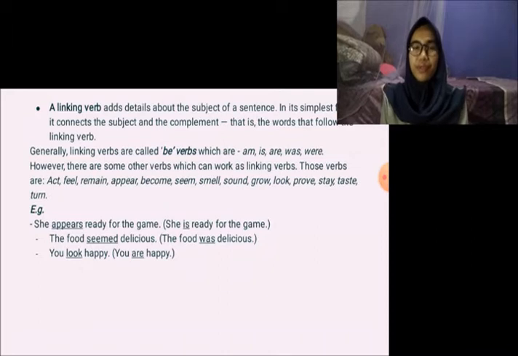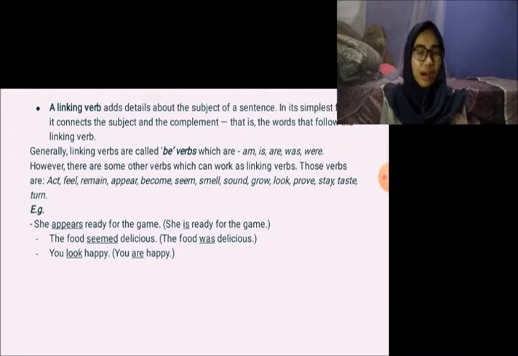The fourth is a linking verb. So what is a linking verb? A linking verb adds details about the subject of the sentence, or it can simply be said that it connects the subject and the complement. That is the word that follows the linking verb. Generally, linking verbs are called be verbs, which are am, are, is, were, and was.